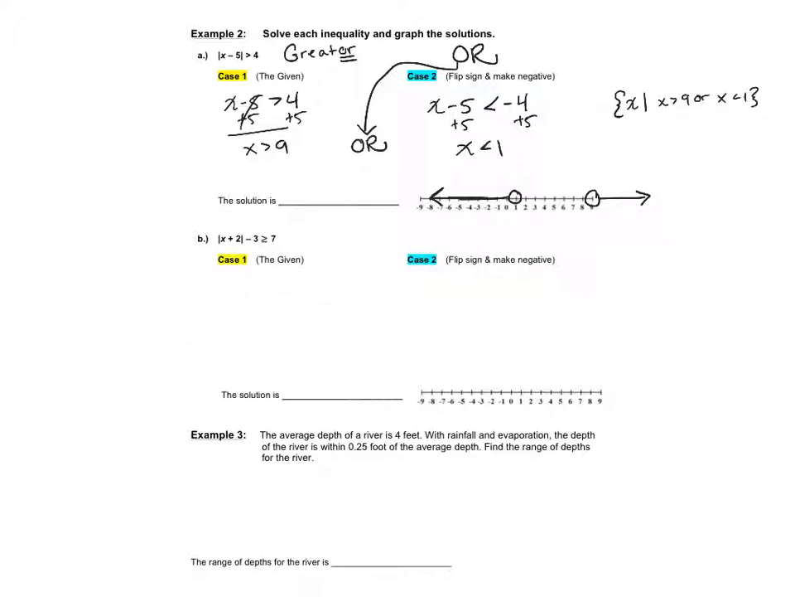Okay, in example 2b, the absolute value bars are not isolated, so I'm going to add 3 to both sides first and just rewrite my original problem as the absolute value of x plus 2 is greater than or equal to 7 plus 3, which is 10. And so now I'm going to write my two cases. X plus 2 is greater than or equal to 10, basically the original without the absolute value bars. And then my second one is going to be the flipped inequality sign and change the sign of the number. I'm going to solve both of these.